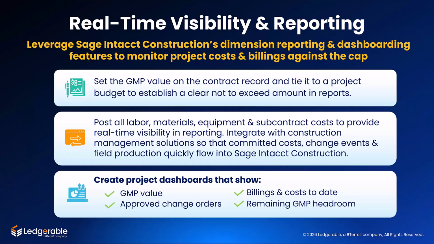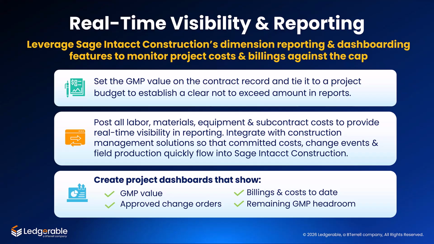Now, here are some best practices to provide real-time visibility into the state of your GMP contracts. First, tie the GMP value of your contract lines to a project budget to allow for budget to actual reporting. And we've seen that Sage Intacct Construction allows the user to do this with a mouse click during contract setup. Secondly, post all project costs and commitments as soon as possible to provide real-time visibility.